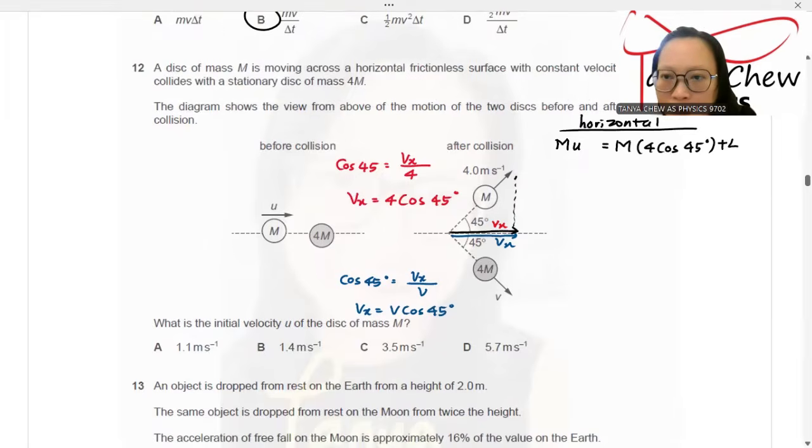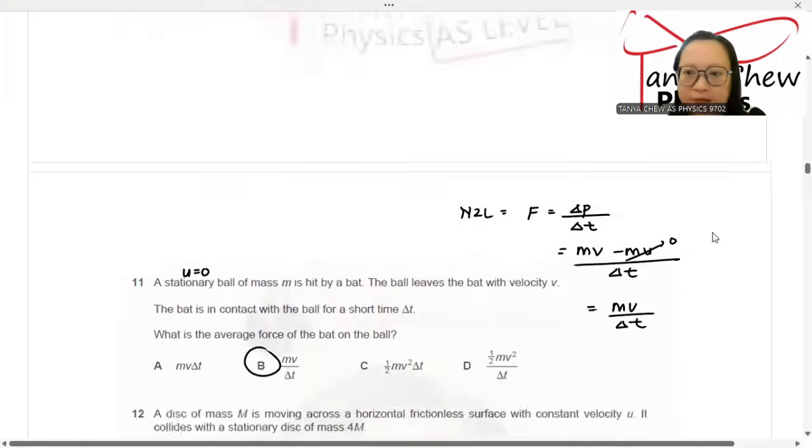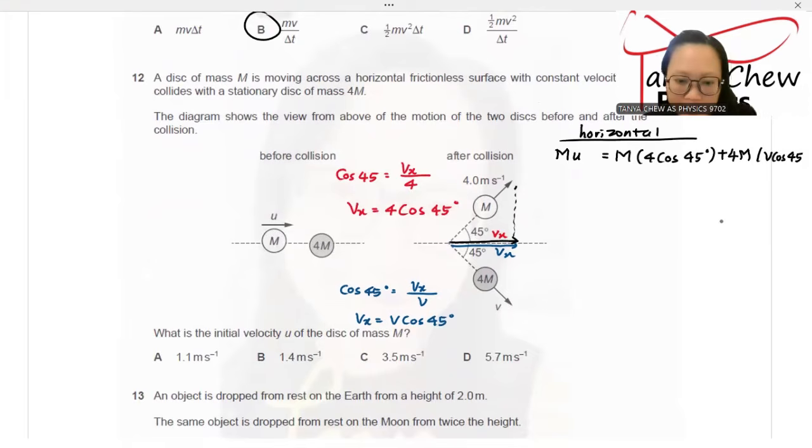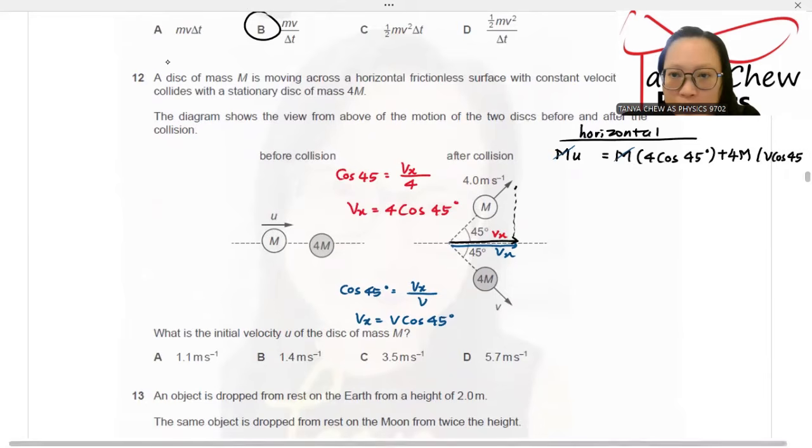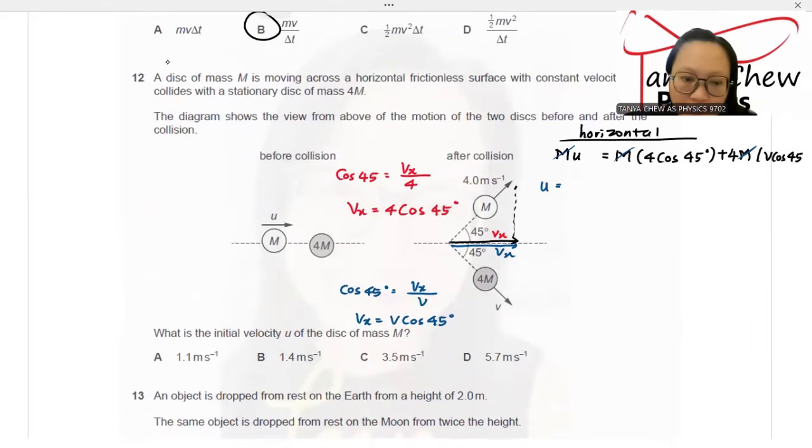Plus 4m V cos 45 degrees. Okay, that is V cos 45. Now I try to resolve it and simplify it a bit. I cancel all the m. I have U is equal to 4 cos 45, that is 2.83, plus 4 times V cos 45. You have 2.83 V. Put this as equation 1.